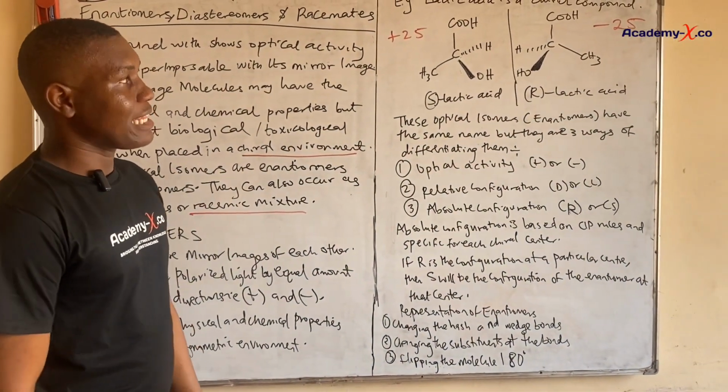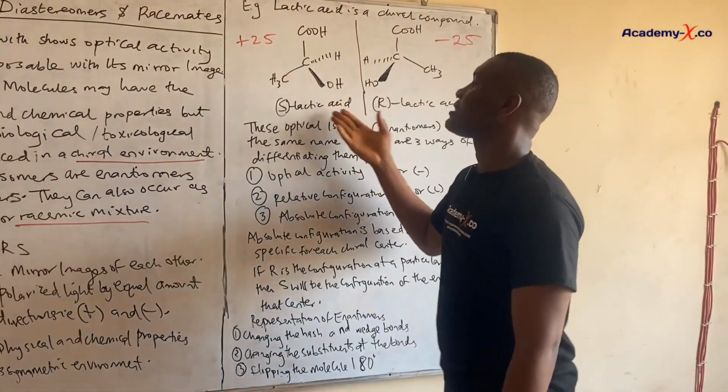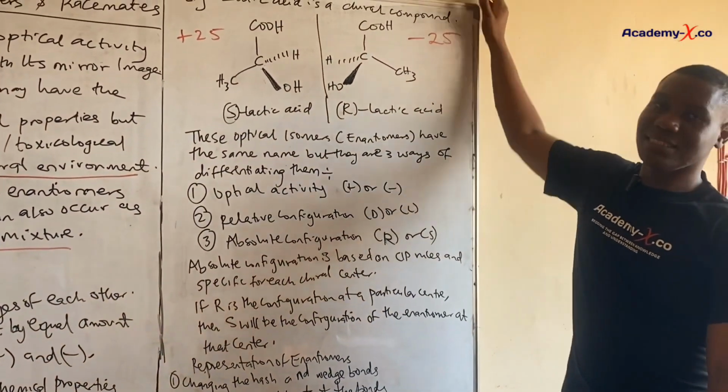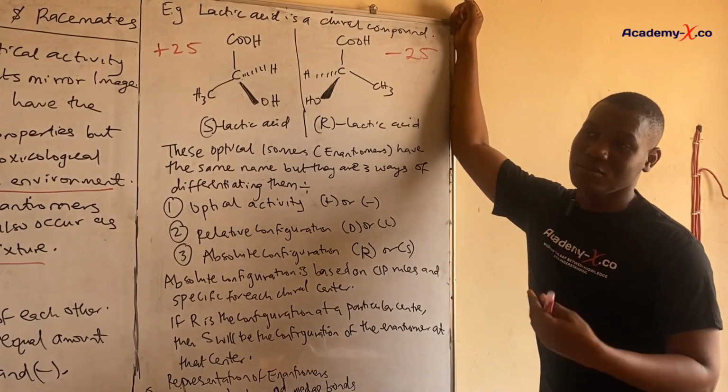So let us look at lactic acid. Now, lactic acid, this is S-lactic acid, R-lactic acid. They are enantiomeric representations. We're going to talk about that in subsequent classes.